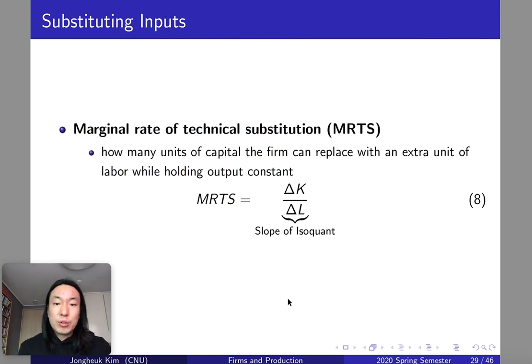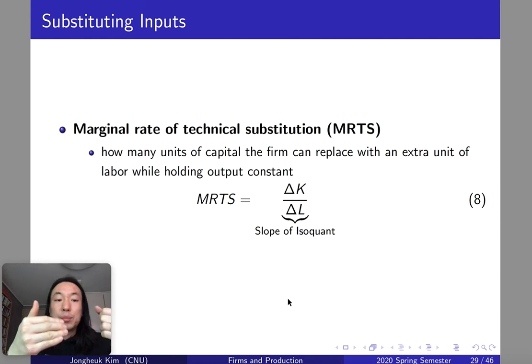So we're going to introduce one difficult mathematical definition. It could be challenging to many students, but just take a deep breath and look at the equation carefully, then you can definitely understand this one. Marginal rate of technical substitution, MRTS. So MRTS means how many units of capital can be replaced by the extra 1 unit of labor, while the output level is the same.